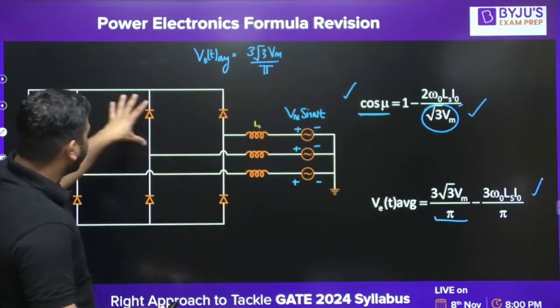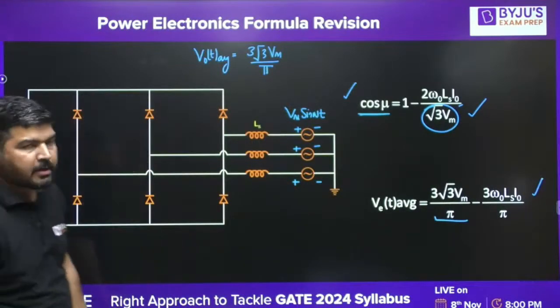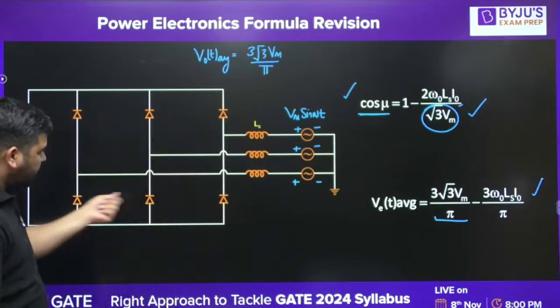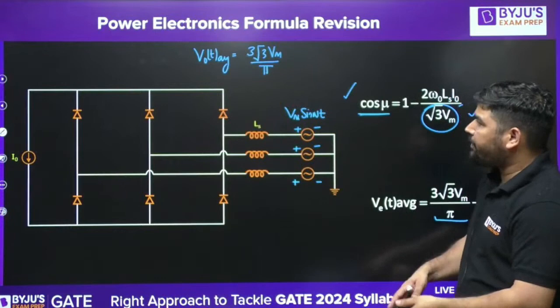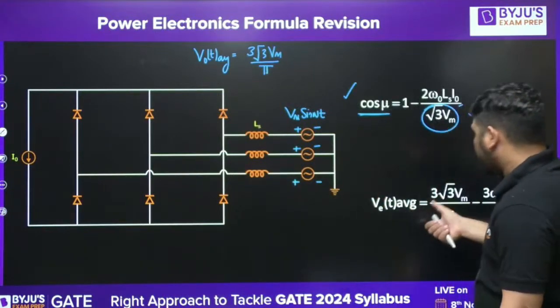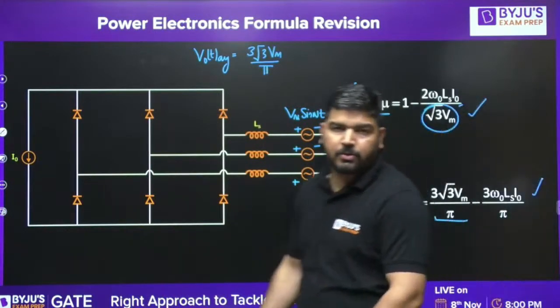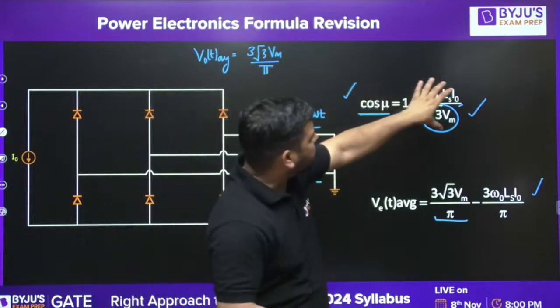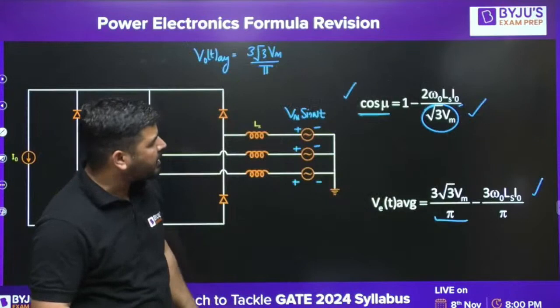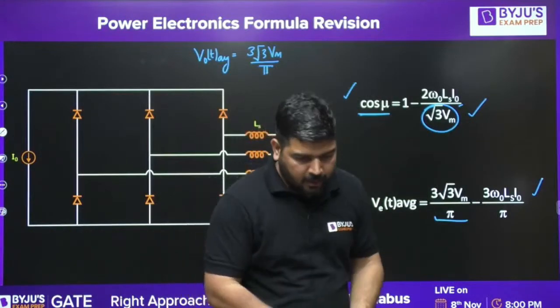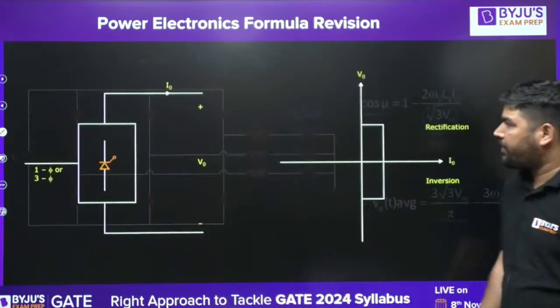Remember, this is not a phase controlled rectifier. These are diodes. A 3-phase uncontrolled rectifier is there. So in the 3-phase uncontrolled rectifier, I am discussing the effect of source inductance. I hope you understood it. And these formulas are very similar. You can make a table of these formulas and you can remember them. I hope it is clear to everyone.